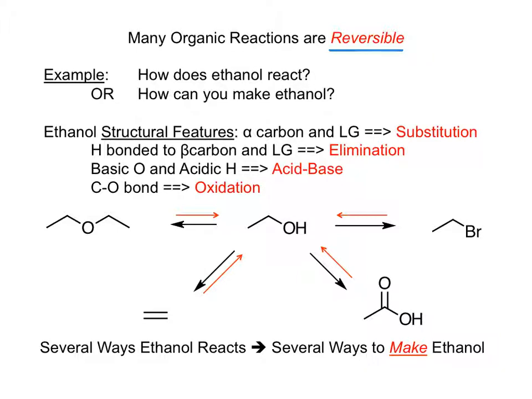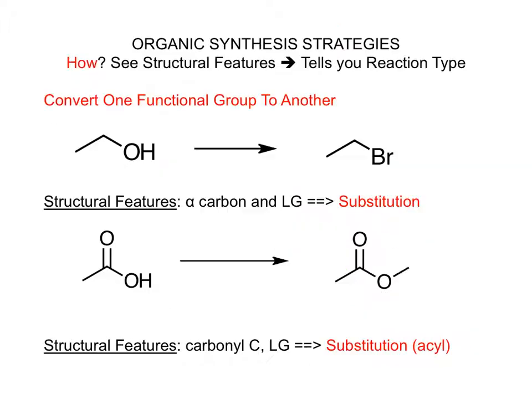Again, let's look at the structural features in ethanol. Ethanol has an alpha carbon and leaving group. That means that it can undergo a substitution reaction. So ethanol can be converted to ethyl bromide, and then ethyl bromide can be used to prepare ethanol. So stop the video and look at the other reactions that ethanol undergoes and the reverse reactions to make ethanol. So here are the reaction types.